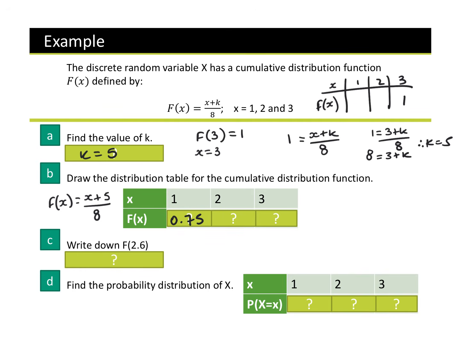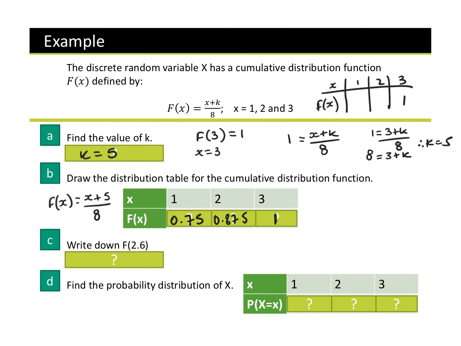0.75. Now our f of 2 is 2 plus 5 divided by 8. 7 over 8. What is that? 0.875, is it? Yeah? 0.875. And then we know f of 3 equals 1, because remember, it's a cumulative distribution function.